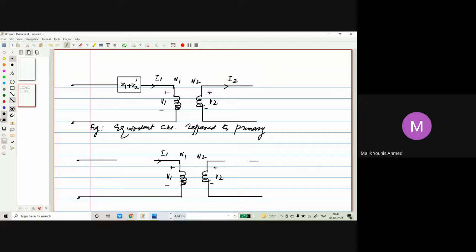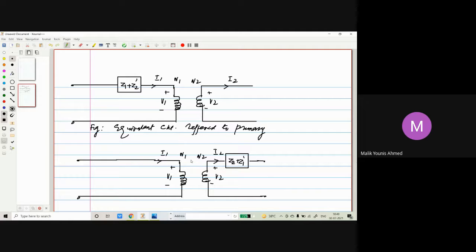So now what I will be doing, I will be drawing the equivalent circuit referred to the secondary. So I will just join this, and we have the same things here. Nothing will change. So here, what I will draw is the equivalent circuit. That will be Z2 plus Z1 dash. So this is the equivalent circuit, and here it is I2, I1. Rest of the things will not change.